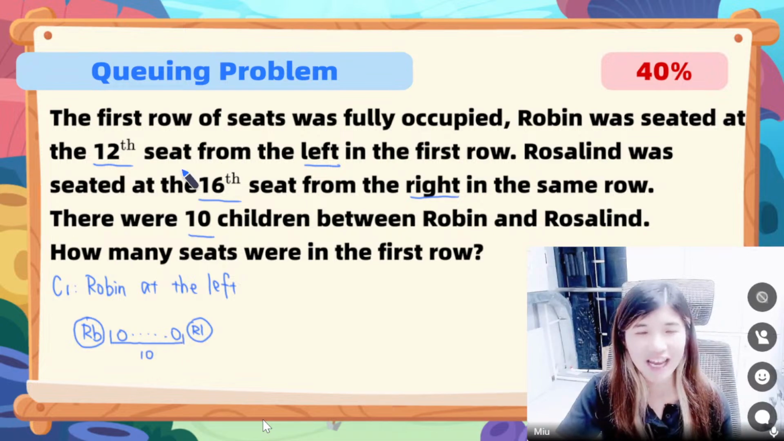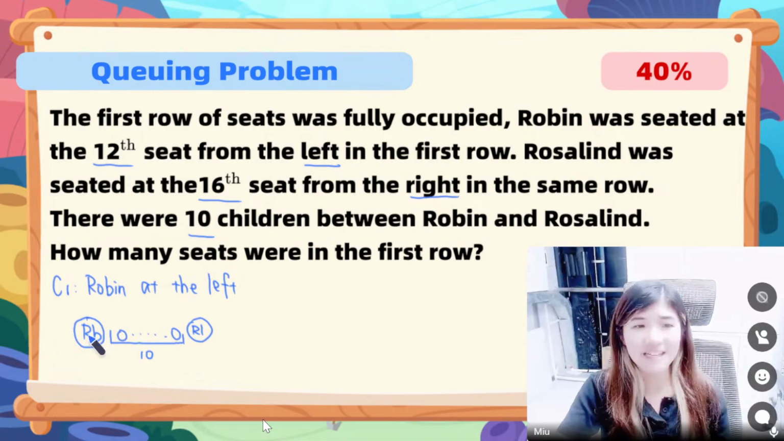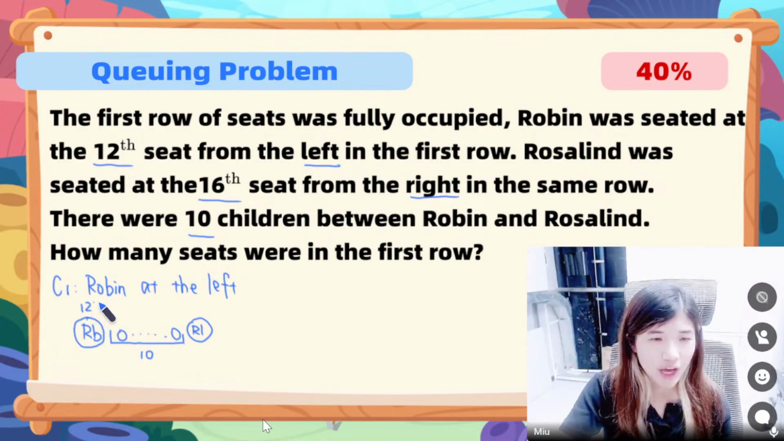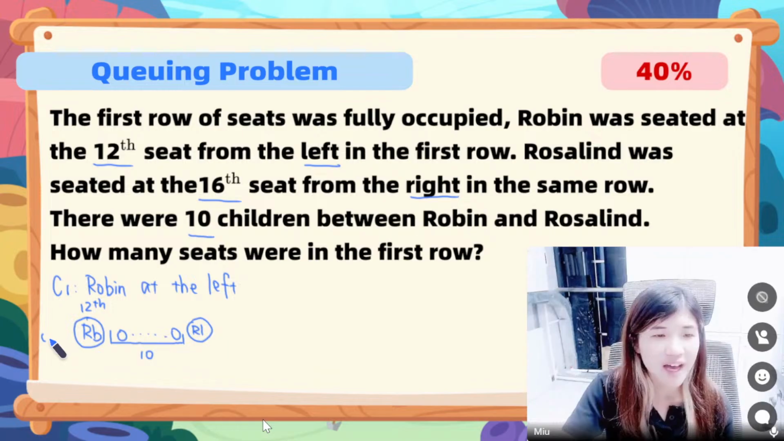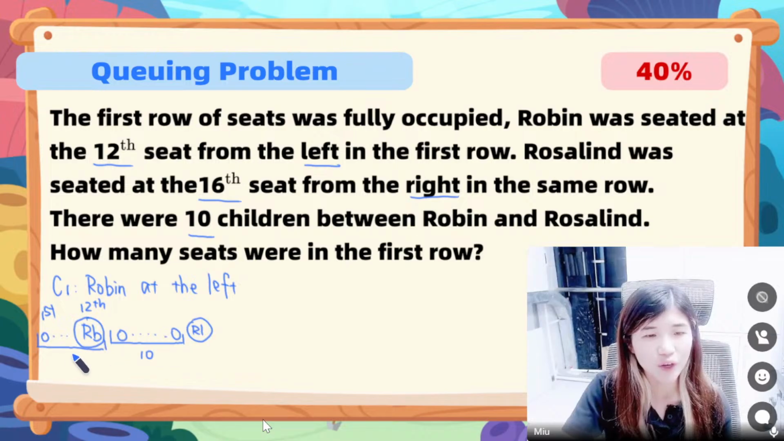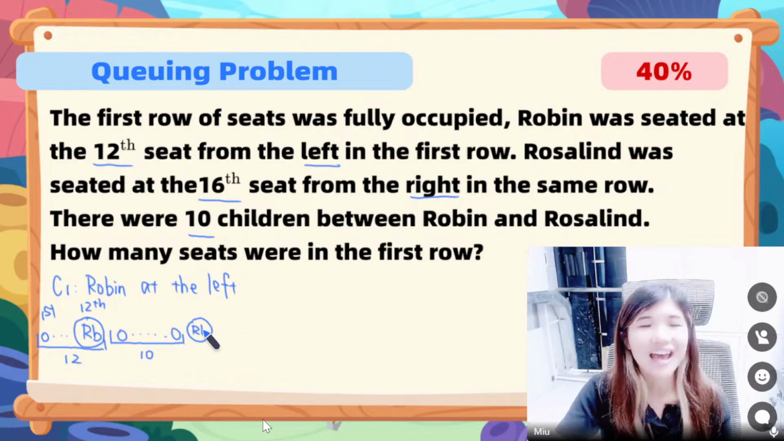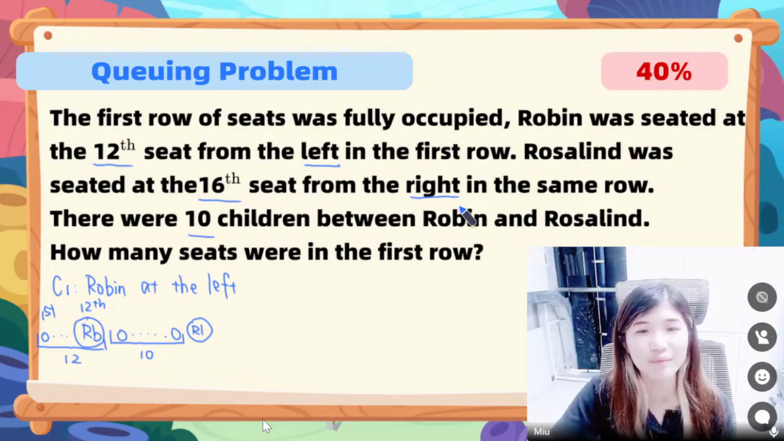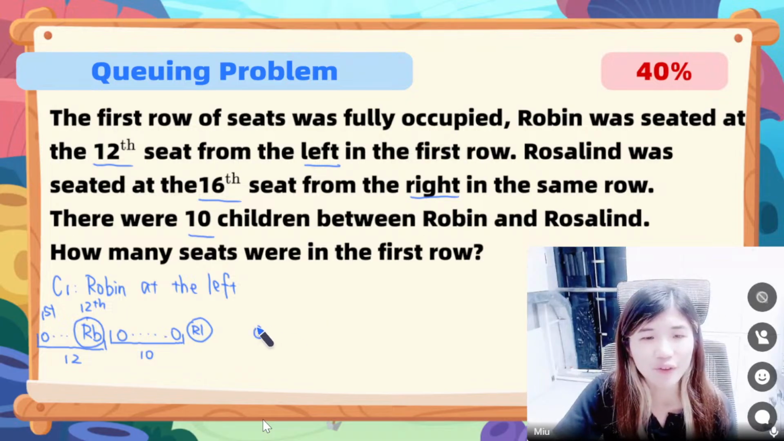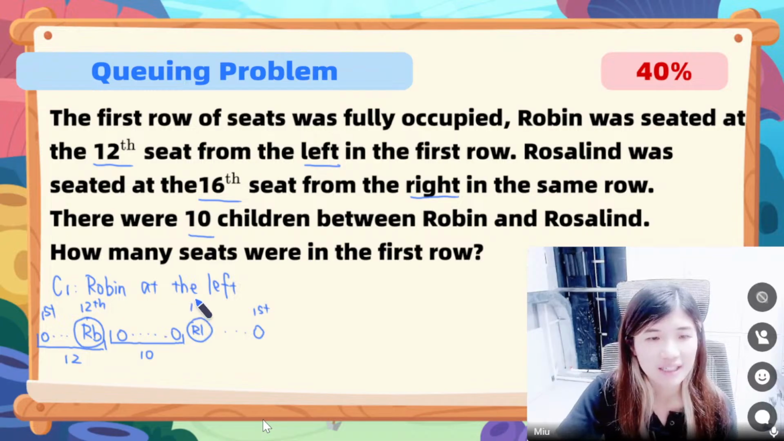Don't forget, Robin is the 12th. That means he was the 12th. So starting from the first one from the left all the way to him, there will be 12 of those sitting there, right? And Rosalina was the 16th from the right. So starting from the first one from the right all the way to Rosalina, she was 16th, right? So this part is 16.